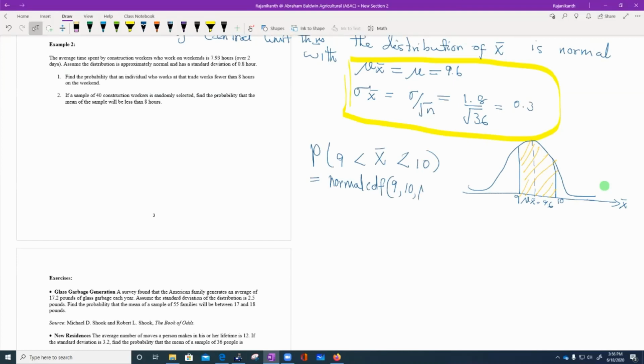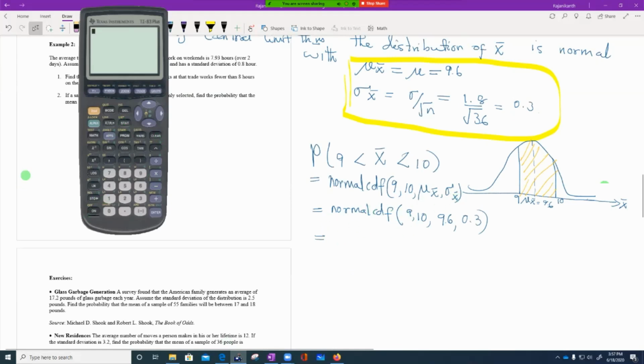Now you need to put what? You need to put mu x bar and standard deviation of x bar, because I'm talking about the distribution of x bar, right? Make sure that you understand that point. Now simply plugging in those values: normal CDF, 9, 10. What is mu x bar? Mu x bar we got 9.6. And the standard deviation of x bar is 0.3. Now when you type this, you will get the answer.